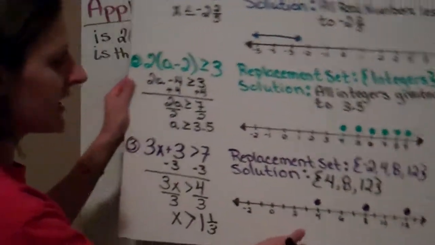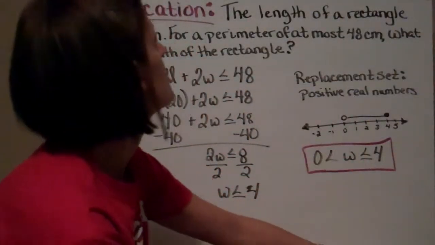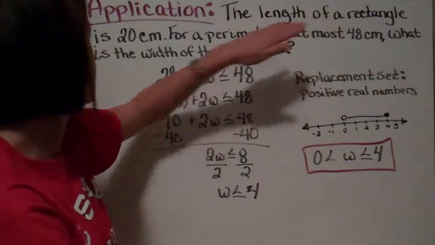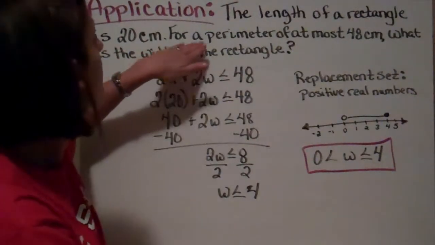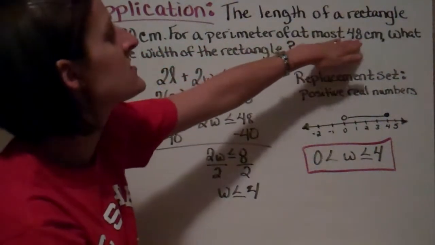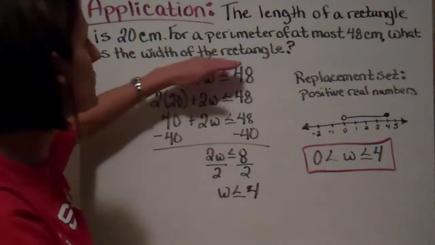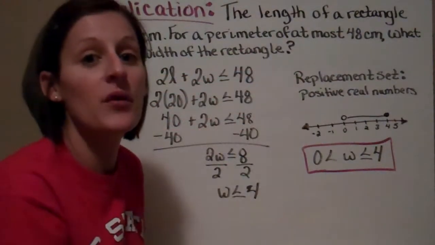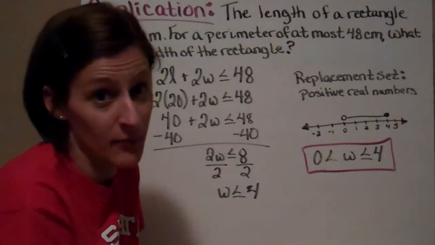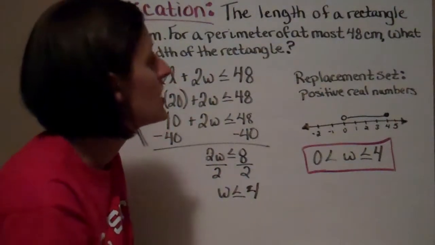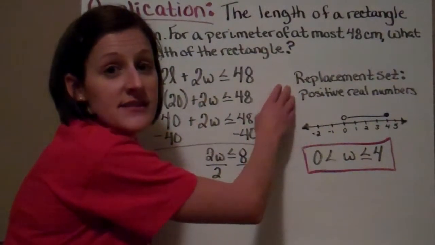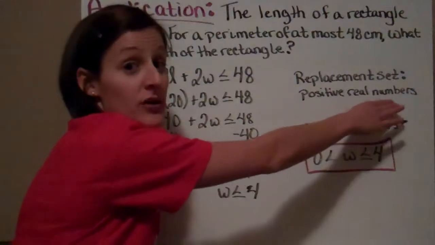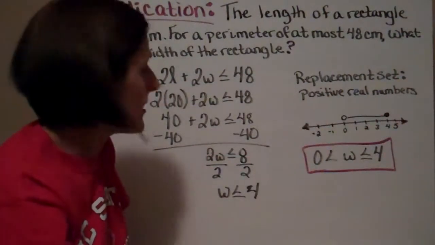Alright, now let's look at an application problem. The length of a rectangle is 20 centimeters. For a perimeter of at most 48 centimeters, what is the width of the rectangle? Well, we know we don't measure in negative numbers. We only measure in positive. So my replacement set for this inequality is going to be positive real numbers, no negative numbers.